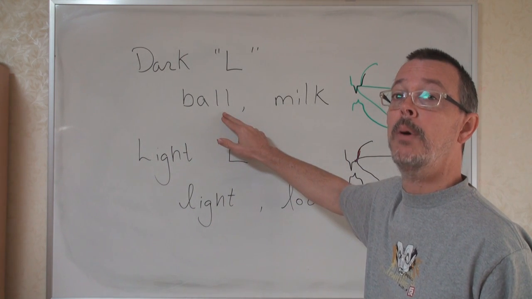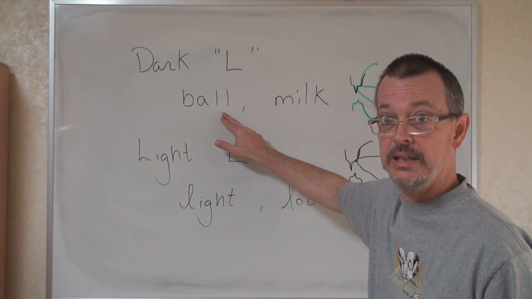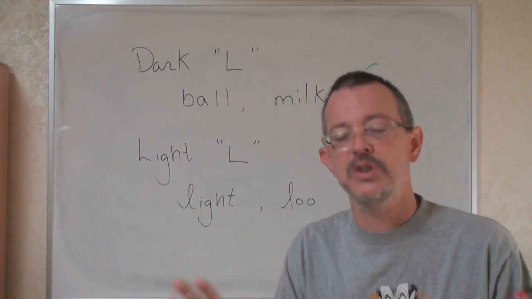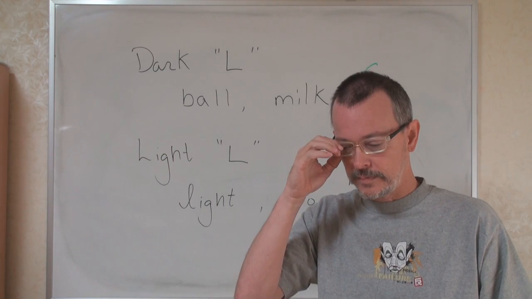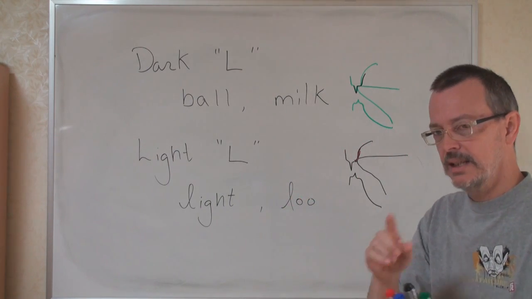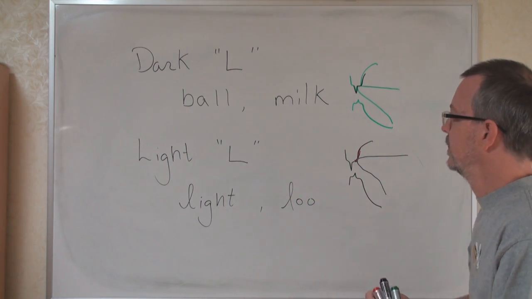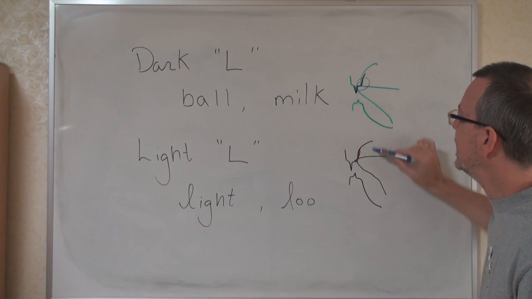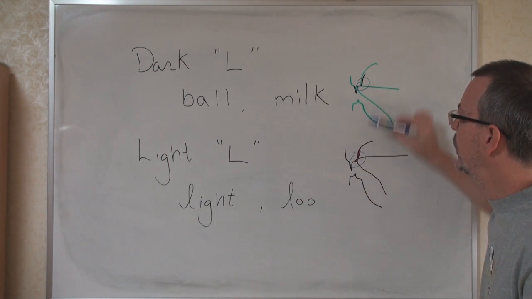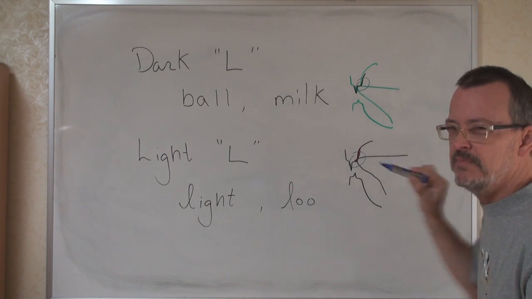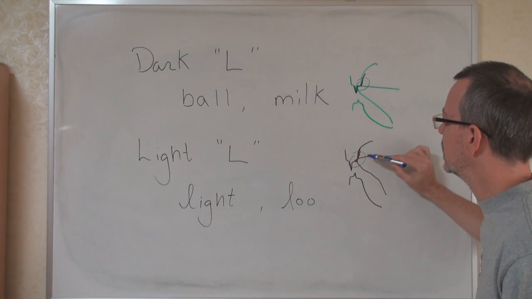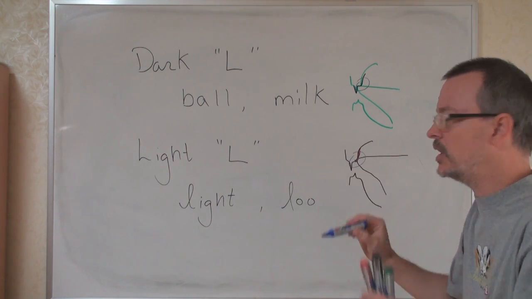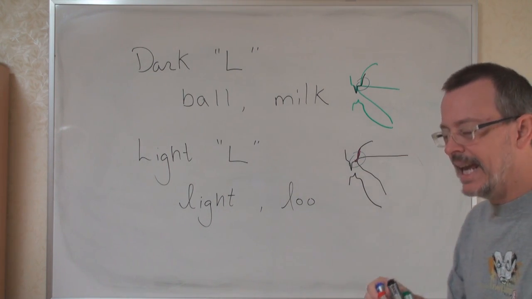Ball, ball. Okay, so is there a big difference? No, there's not. So the point is, I have two points. The L can be made inside the mouth. The dark L is tucked in tight. The light L is very lightly touching the alveolar ridge.